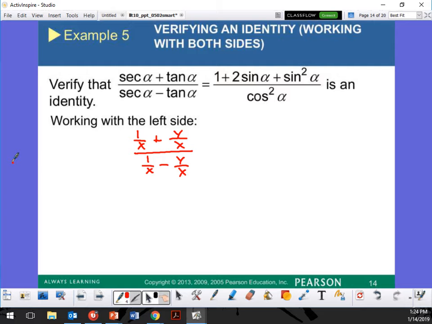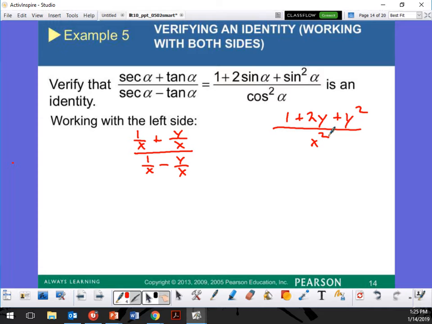Yes? Okay, good. So I'm going to work the left side. Actually, let me rewrite this one too. So it's 1 plus 2y plus y squared over x squared. All right, so which one actually looks more complicated? The left side. Let's do the left side.